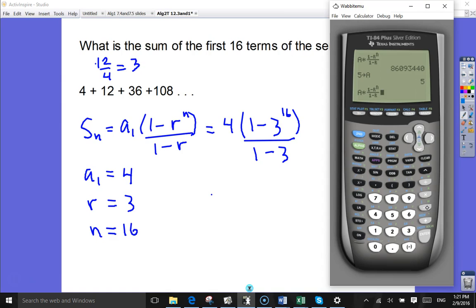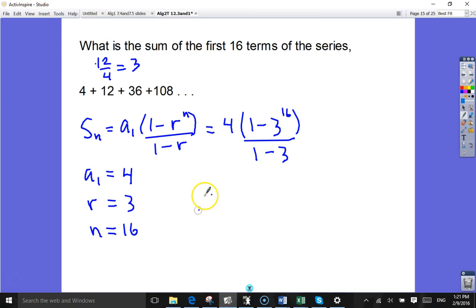In this problem, the answer was 86,093,440. 43,000? That doesn't seem right. 93,000? Okay, I can fix that. But that can be a handy way to let the calculator do it. And then if there's any issues like a minus and negative, or do I put the negative in before I raise it to the power or any of that, the calculator's going to do it all for you. No mistakes.